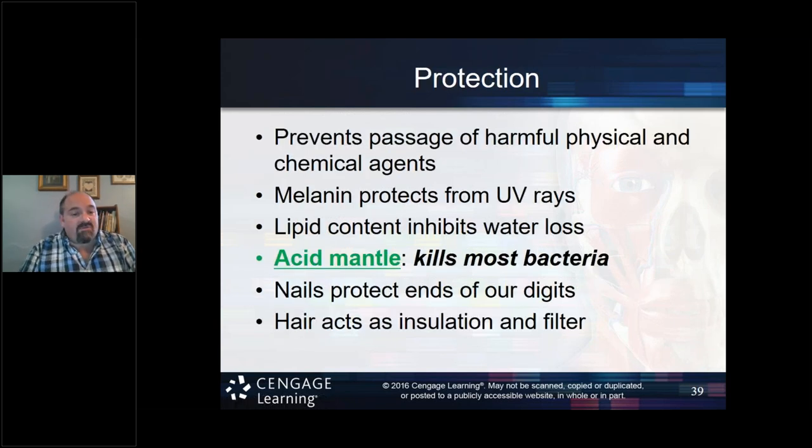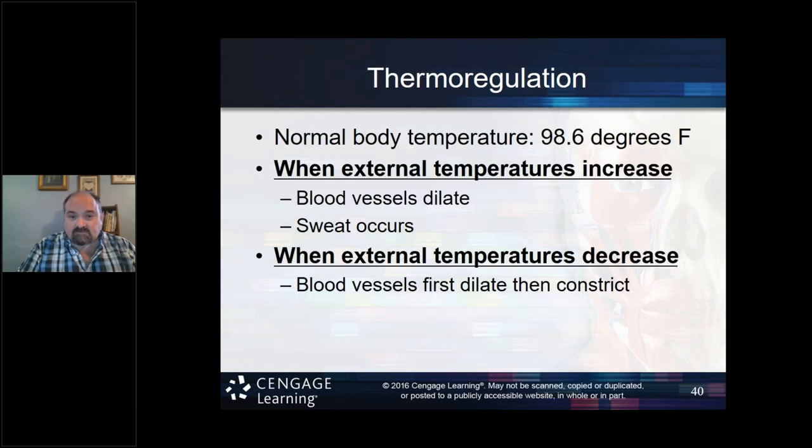Protection: know that there's a slight acidity to the skin, to the integument. We call that the acid mantle, and this will kill many, many bacteria. So acid will kill many bacteria, not all bacteria. And an acid would be anything below 7.0 on the pH scale. So a number below 7.0, so 6.9 and below, would be an acidic pH.